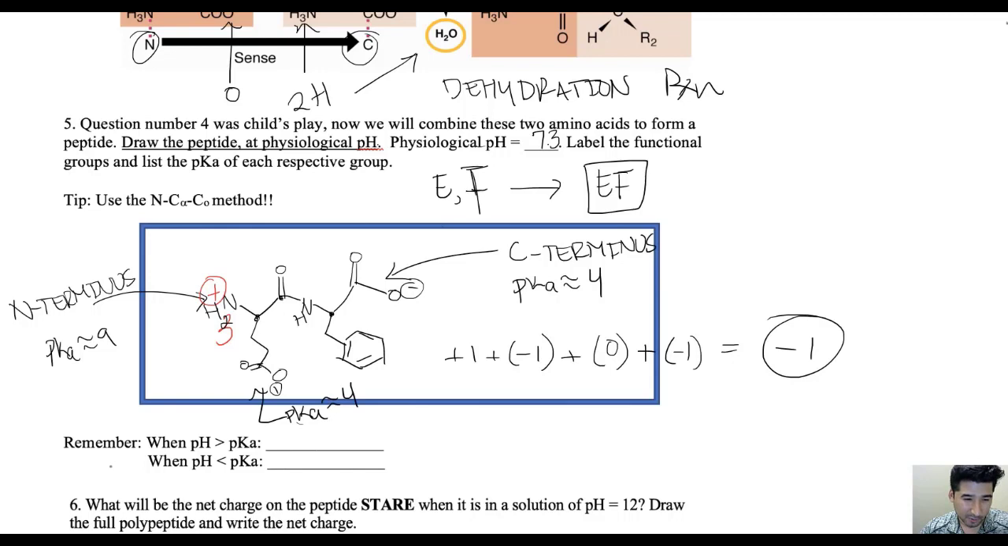So remember, when the pH is greater than the pKa, deprotonate. And when the pH is less than the pKa, you protonate.